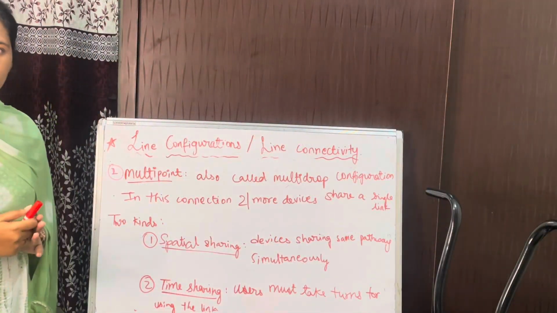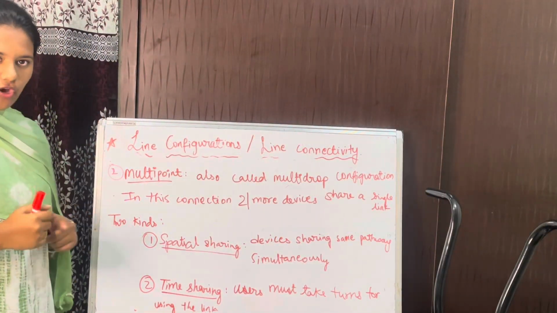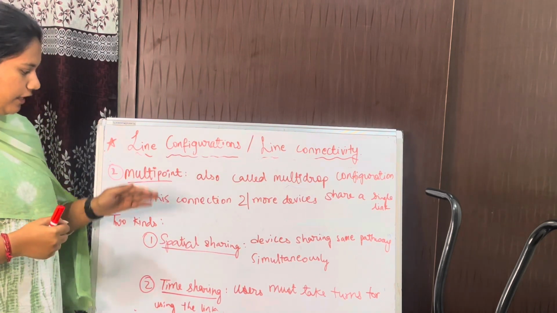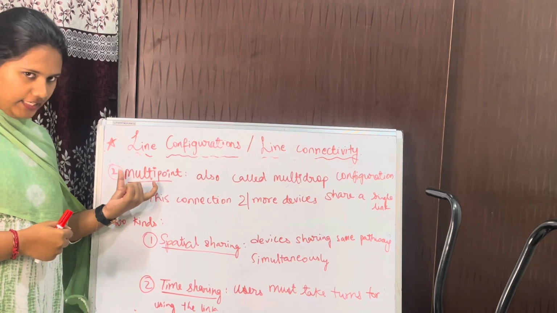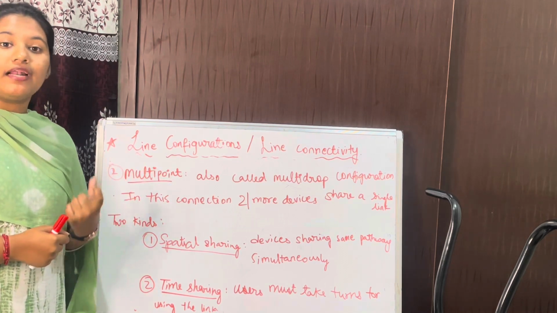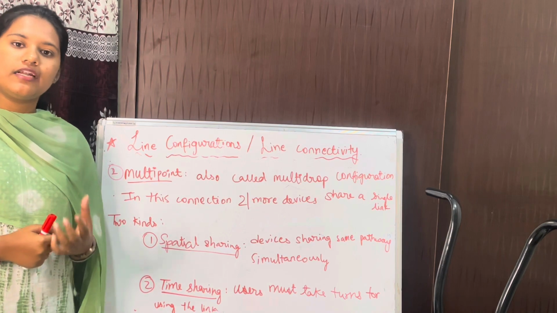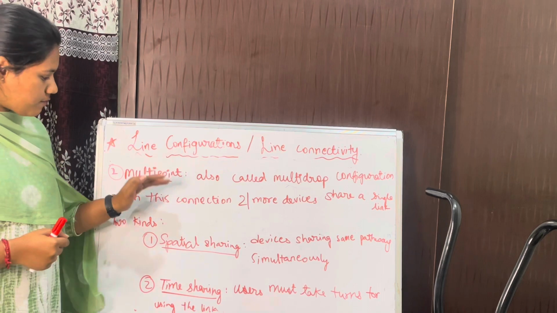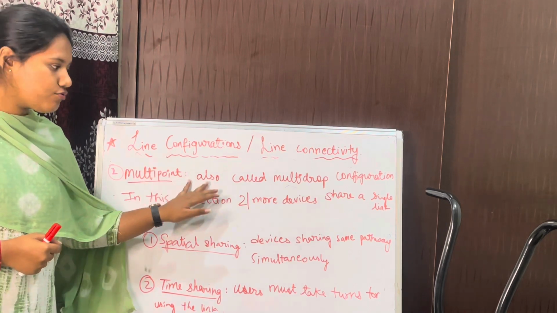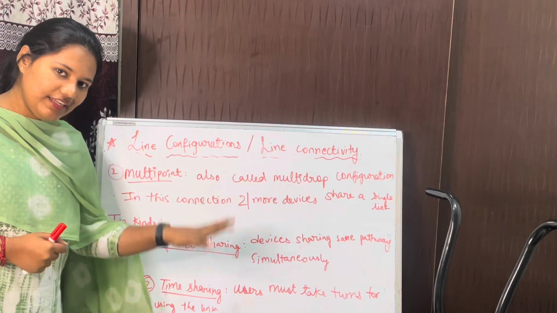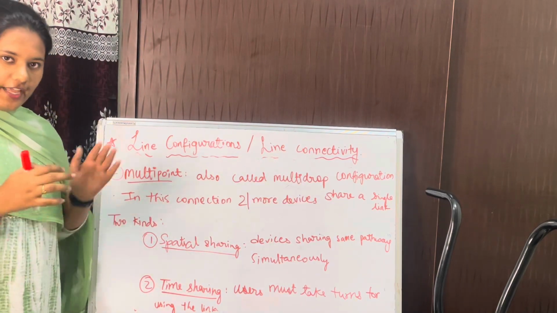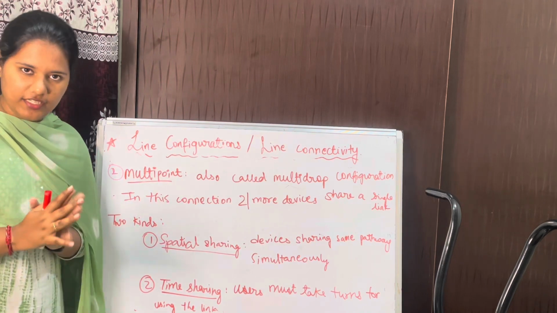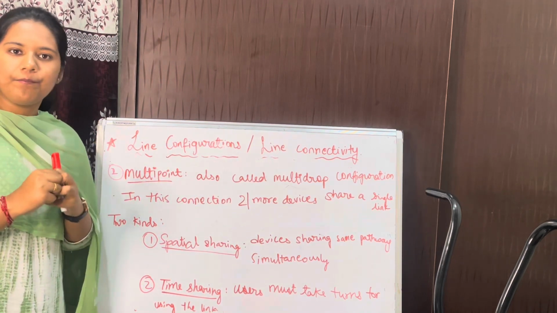So now coming to the second type of line configuration, which is multi-point line connectivity or line configuration. Now here, as the name suggests, multi means it is connected to multiple devices. Ignore this handwriting, by the way. This multi-point line connectivity is also called multi-drop configuration. In this connection, two or more devices are connected in the same link. It means they are connected in the same pathway.